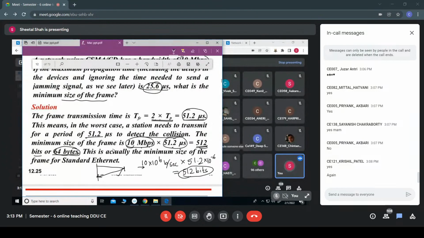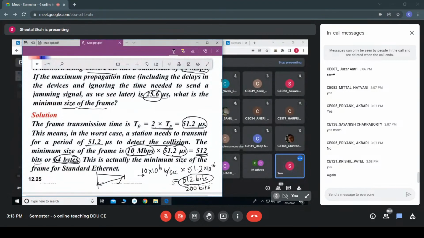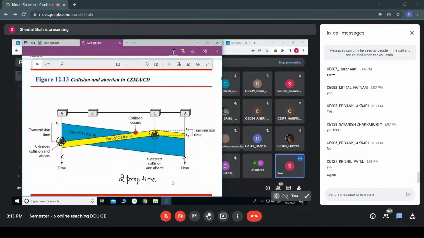Shall I repeat this? Why should it be so? Suppose I have a frame size of 200 bits. What happens? Before the collision signal reaches back, A has fully transmitted that frame to the other end. Are you getting me? The frame has been fully transmitted because it is only 200 bits.